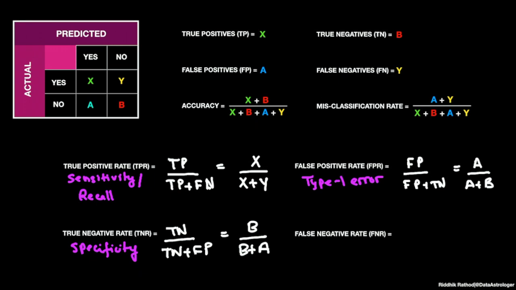Lastly, we have the false negative rate, and this is the false negatives over the actual number of positives, and therefore y upon x plus y, or false negatives upon false negatives plus true positives. This is also known as the type 2 error.